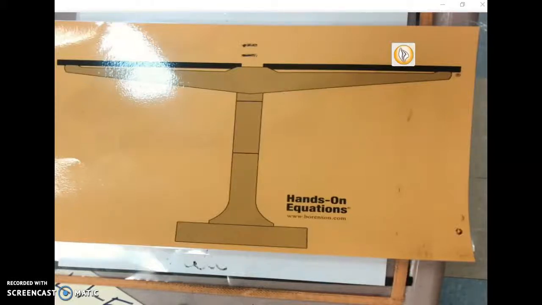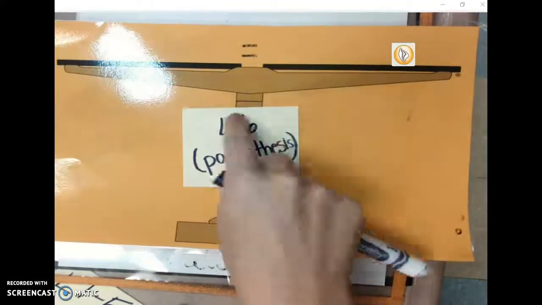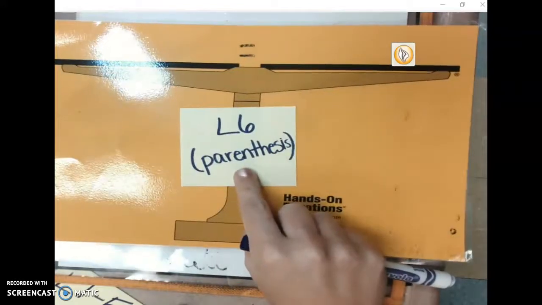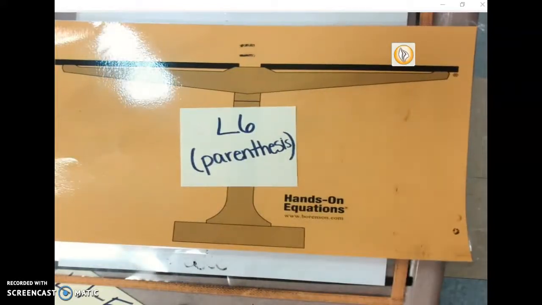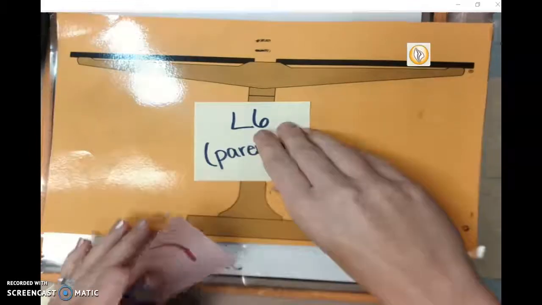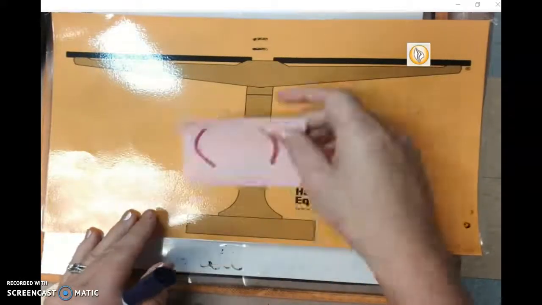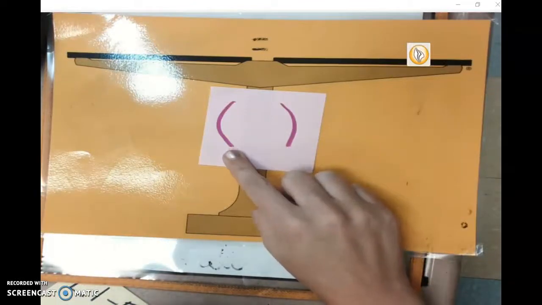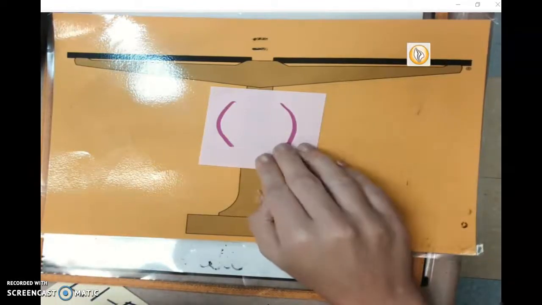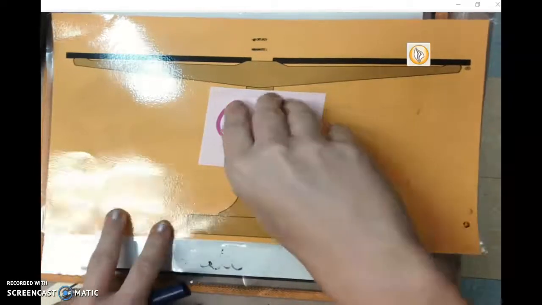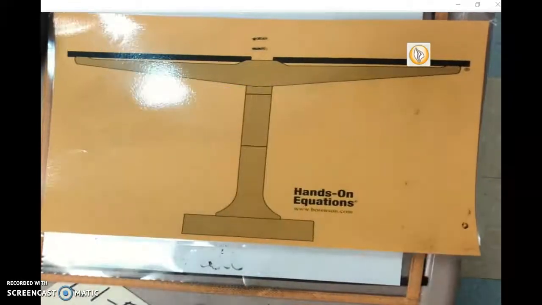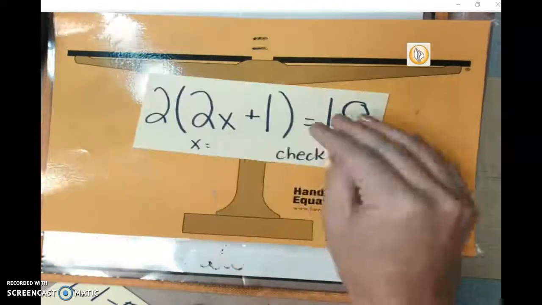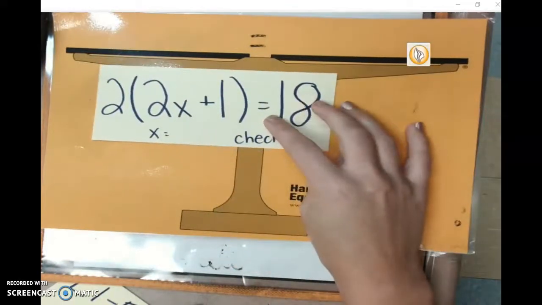Welcome to Hands-on Equations, Lesson 6, where we are going to be introduced to parentheses. So you've seen parentheses before, and we know that when we see parentheses around a problem, we need to pay attention and complete that task or that operation first. And the same is going to apply to algebra. So let's start with a problem that looks like this.